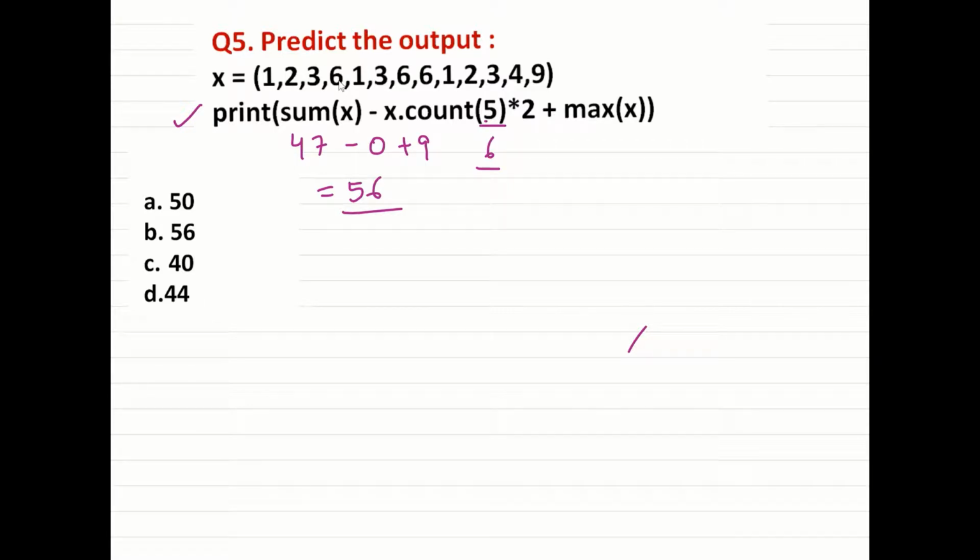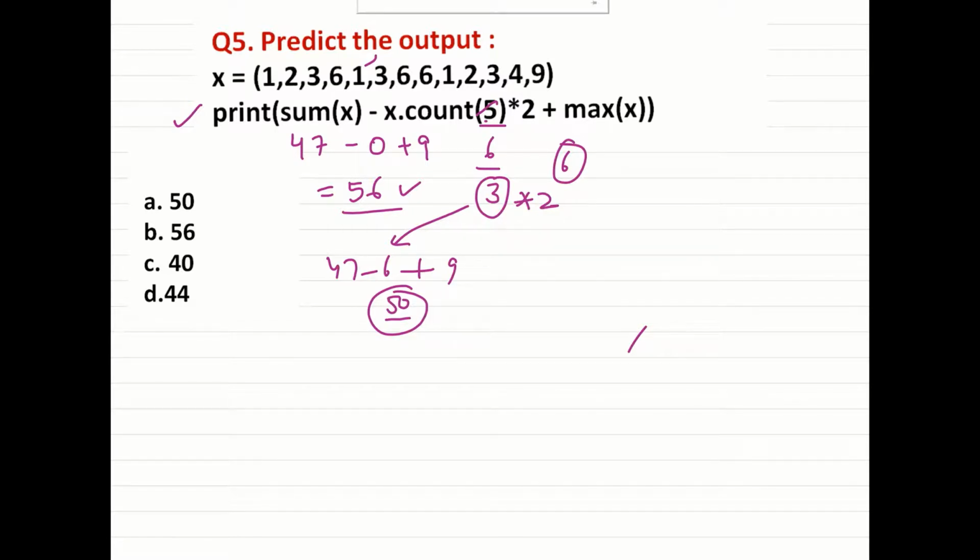what will be the answer? So the count of 6 is 3, 3 into 2, that will become 6. So here 47 minus 6 plus 9, the answer will be 50. But here the count of 5 is not available, that's why the answer is 56. If I change this value from 5 to 6, then the total count of 6 is 3. 3 multiplied by 2 is 6. So when I calculate, this answer will become 50. Answer is 56.